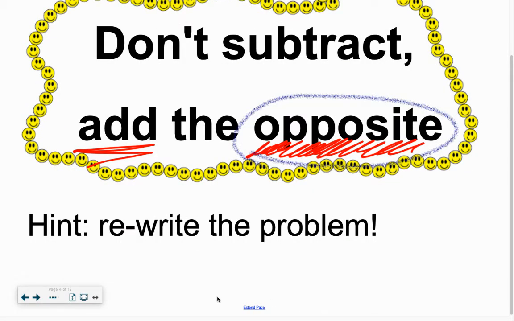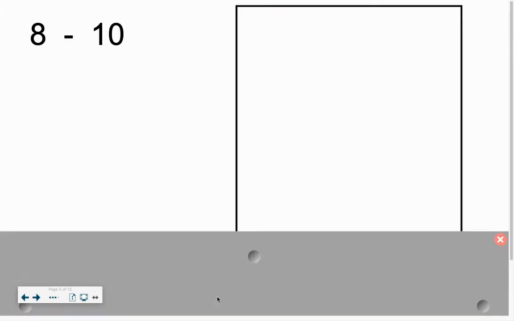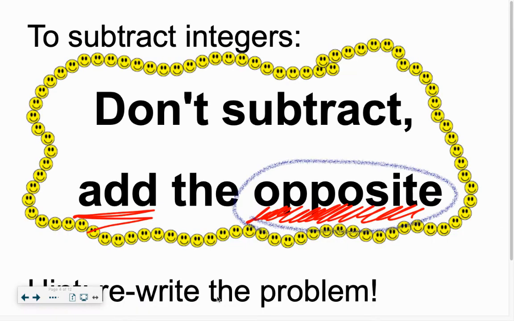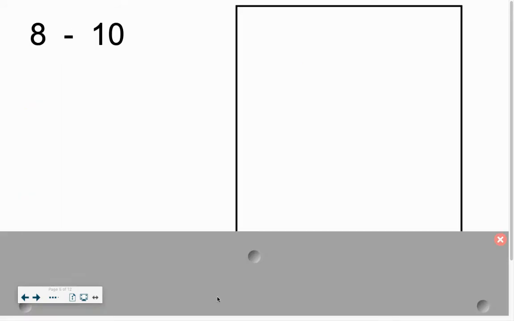Then down here, the hint says to rewrite the problem, meaning we are just going to switch subtraction to adding the opposite. What are we talking about? Let's take a look. Now, sometimes we can see this 8 minus 10 and know the answer. But other times, we don't always get it right depending on whether it's positive or negative. So we have that phrase from before where we're going to say, don't subtract. Add the opposite. So that means switch this to adding.